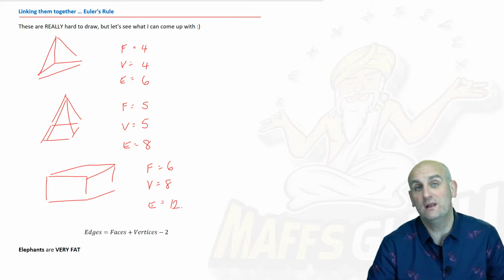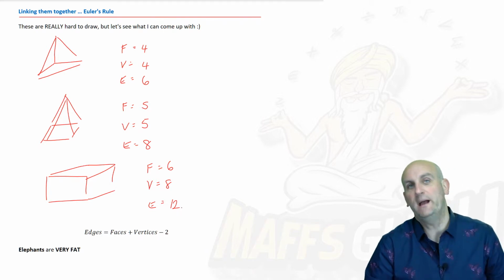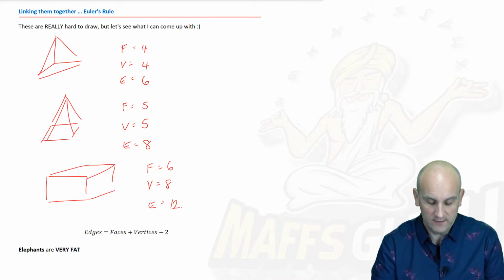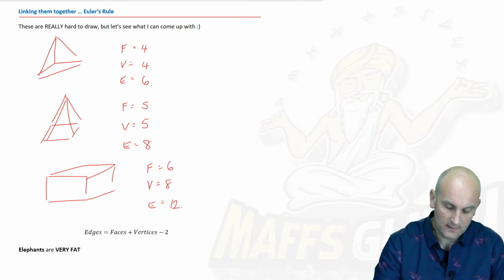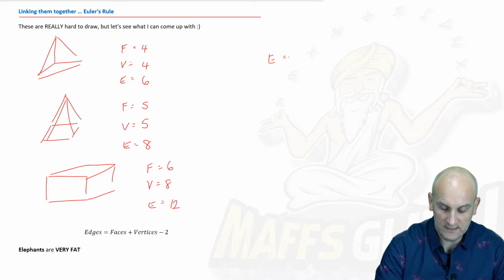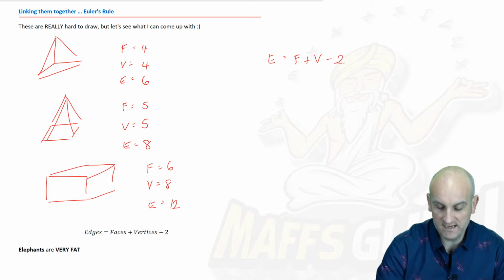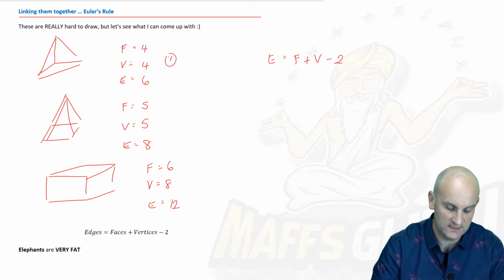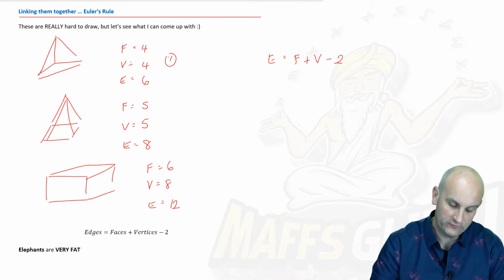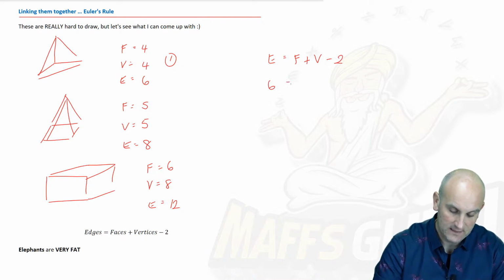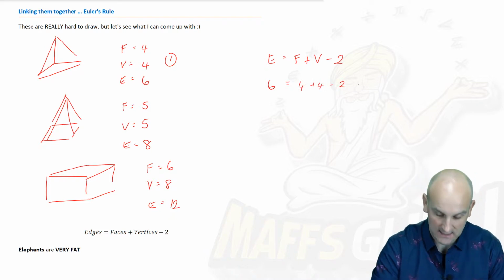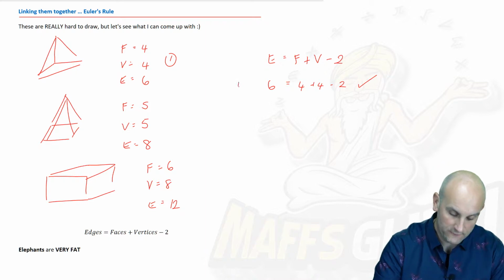Now, believe it or not, Euler, who was this dude, actually realized there was a link for these shapes, for polyhedron. And what he found out was that the number of edges was equal to the number of faces plus the number of vertices minus 2. Let's just check that then, shall we? So for this shape number 1, let's say for our tetrahedron, was 6 equal to 4 plus 4 minus 2? Well, 4 plus 4 is 8, minus 2 is 6. Hey, that worked.